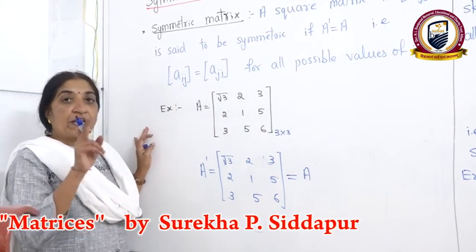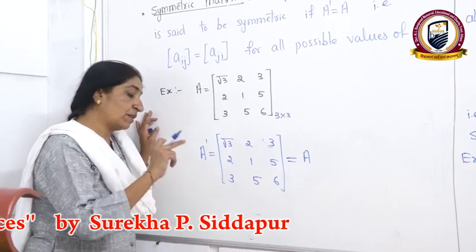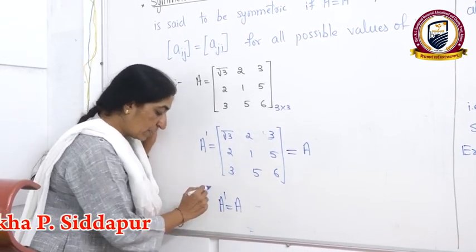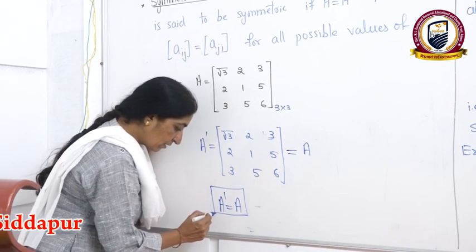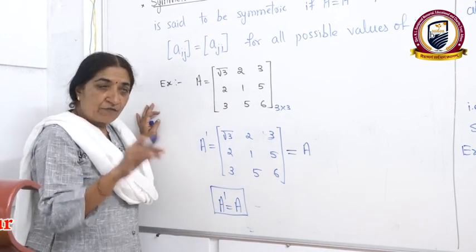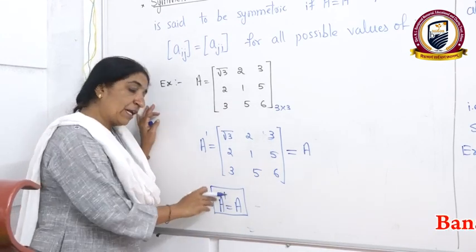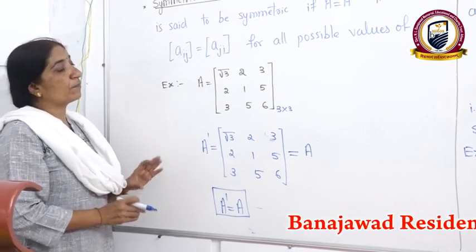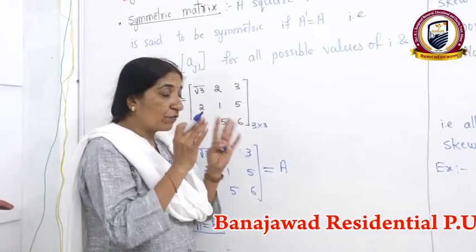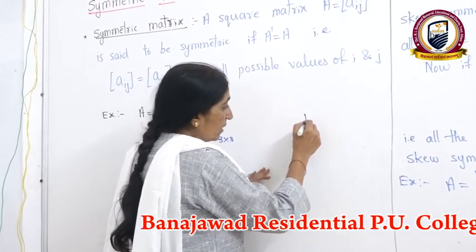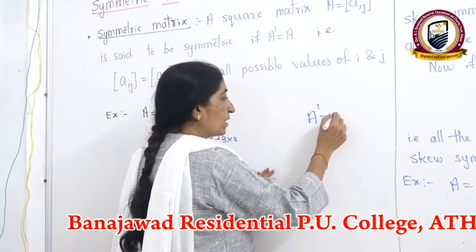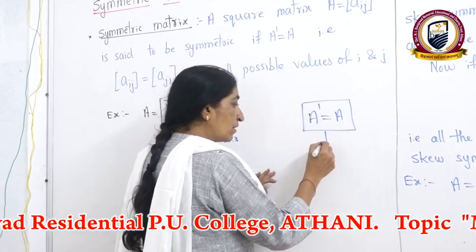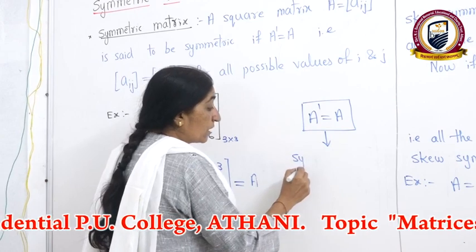That means if any square matrix satisfies A transpose is equal to A, see this, what is the meaning of that? Whatever the matrix is, if you write the transpose, it again remains the same. Then only we can call it a symmetric matrix. That means remember, whenever you hear the word symmetric, just remember the formula: A transpose is equal to A. This is for symmetric.